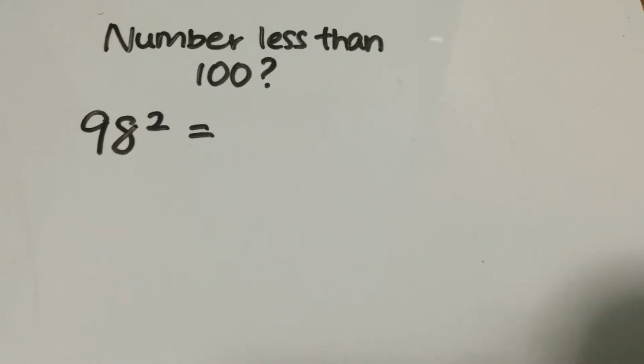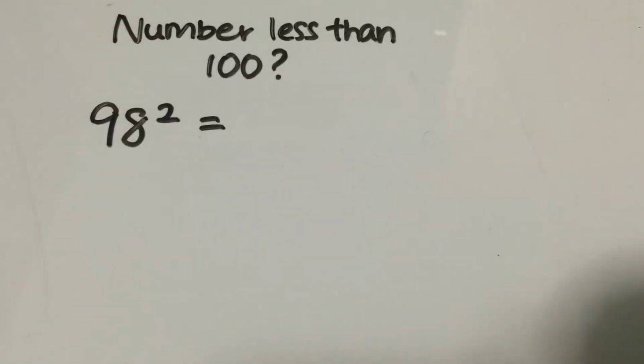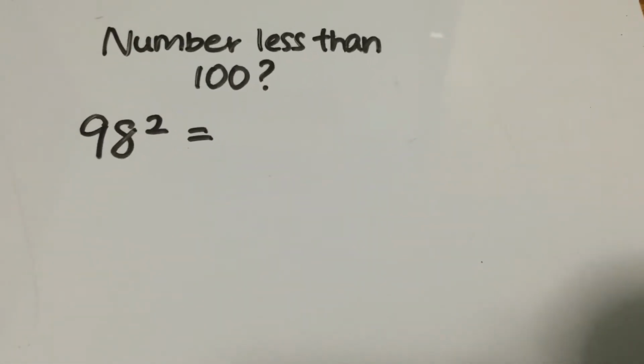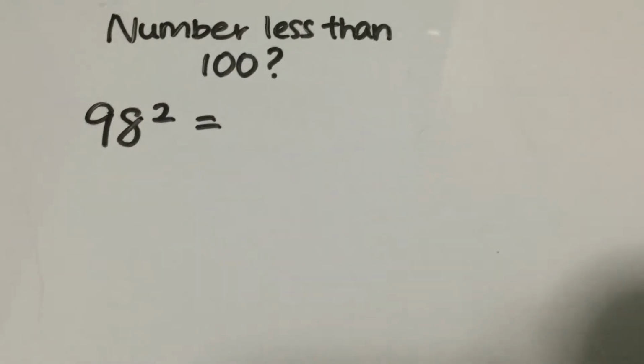The first 2 examples that I dealt with are numbers that are more than 100, but what happens when your number is slightly less than 100? Well, the calculation method will be a little bit different. Let us take a look at this example. That will be 98 squared.